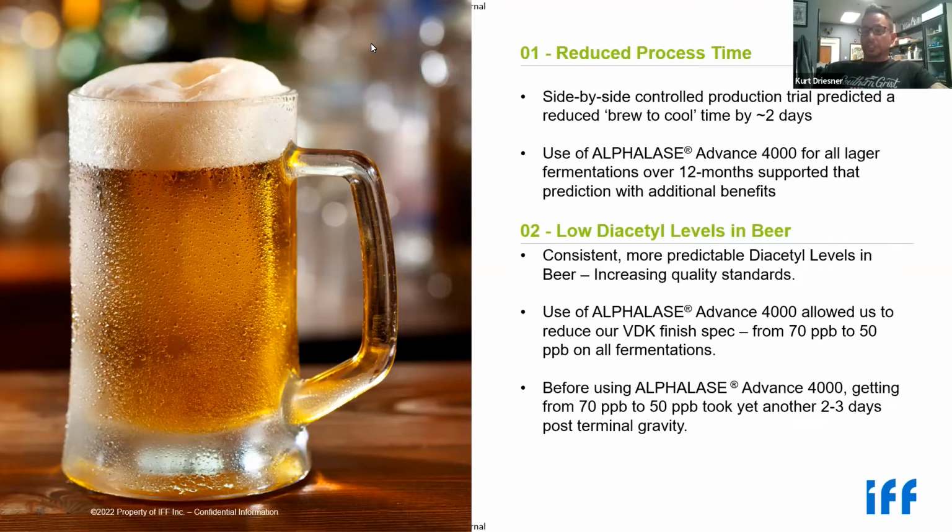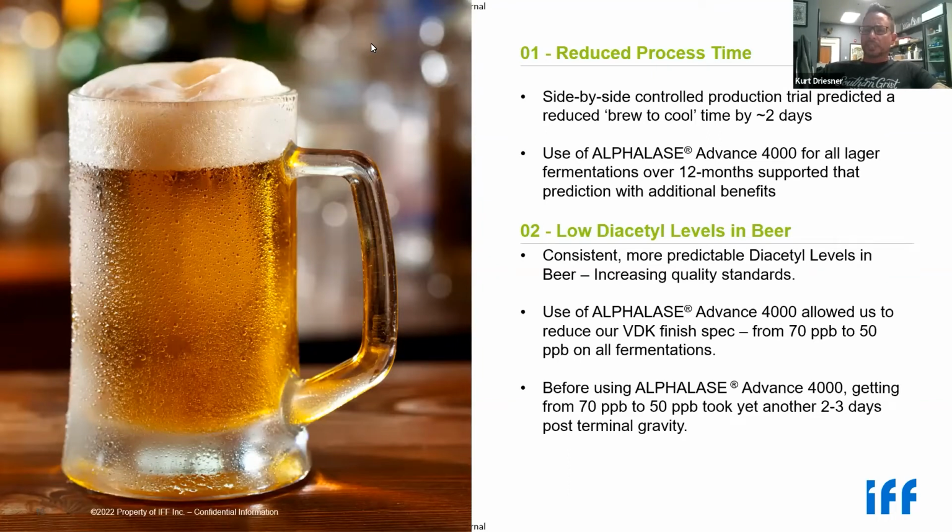We originally added it to all lager fermentation, and as I mentioned before, all that data are 12 month snapshots of one particular lager brand. At this point, we actually add it to every fermentation we have because we've seen benefits to non-lager products as well. So a couple things just to sum up what it's doing beyond just shortening that.